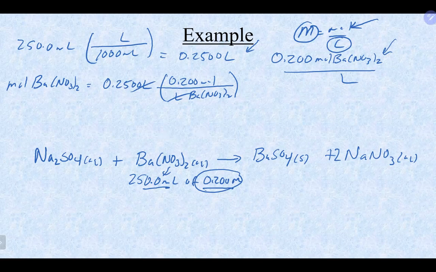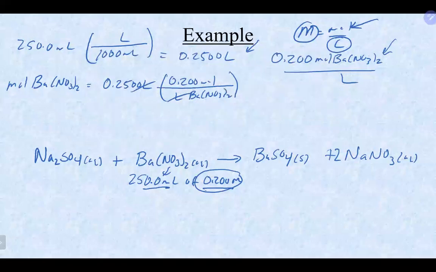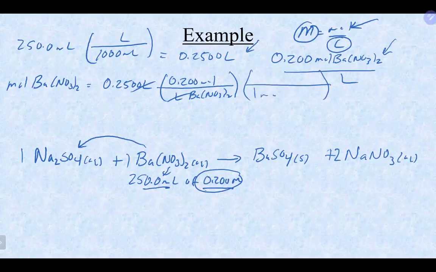We want to know the mass of sodium sulfate, which is this guy, right? So while I'm here, I could do some stoichiometry, and it is a 1-to-1 relationship between those two from the equation, which means for every 1 mole of barium nitrate, I get 1 mole of sodium sulfate. So that's the stoichiometry part.